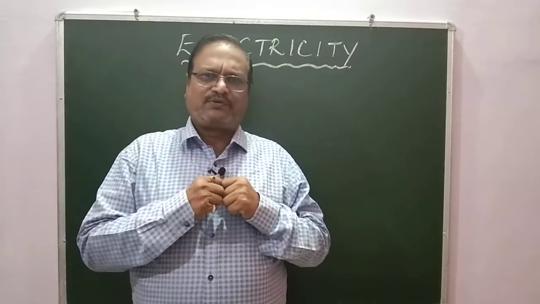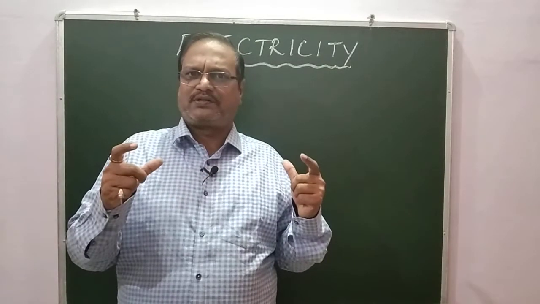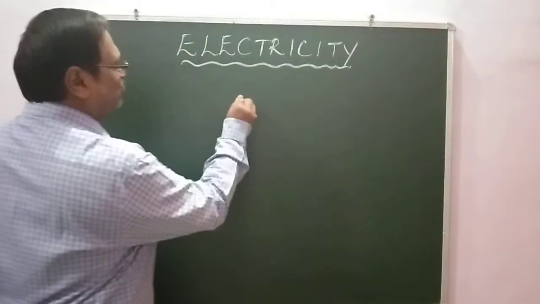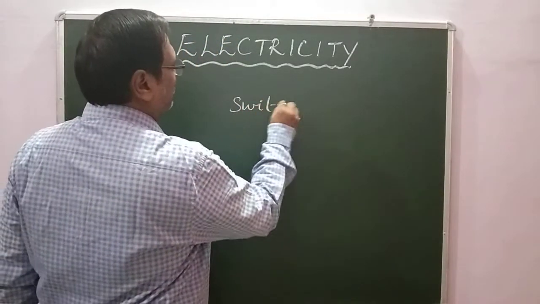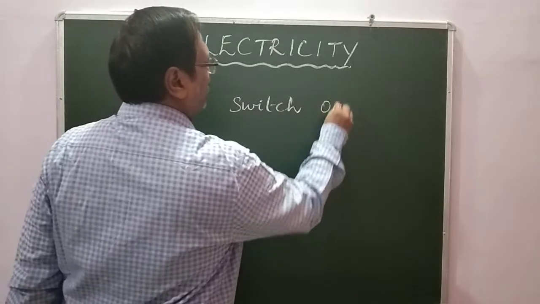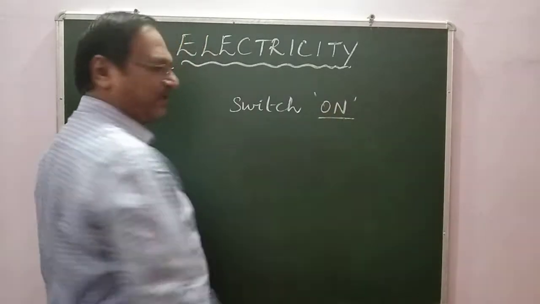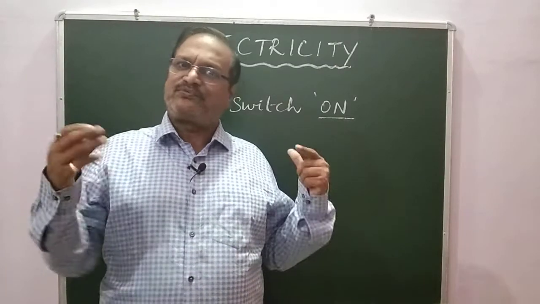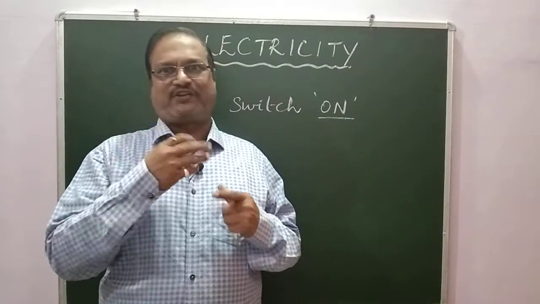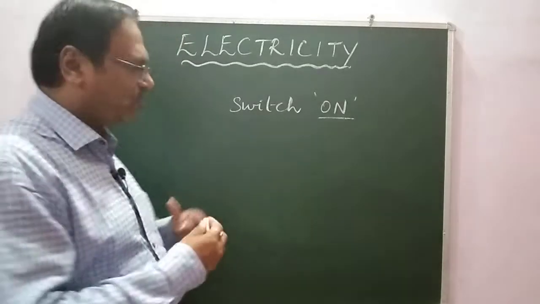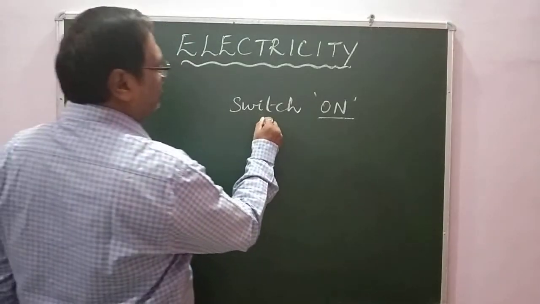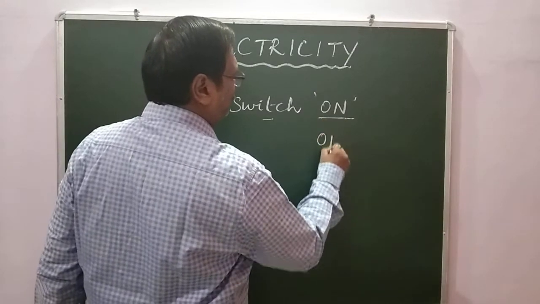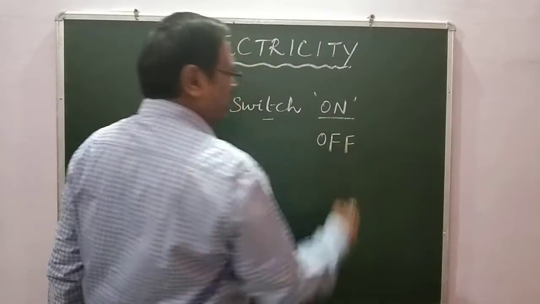You see, when you switch on a bulb, it glows. And when I switch on a fan, it rotates. So, we have something called a switch. And you switch it on or you switch it off.